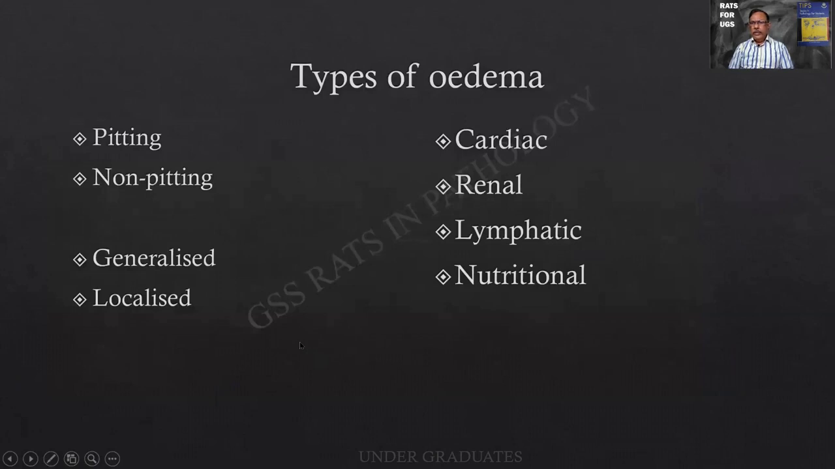Coming to the types of edema, it can be basically a pitting edema and a non-pitting edema, or it can be generalized and localized. This is one form of classifying based on the morphology and the distribution. Another way of classifying is based on the etiology. It can be divided into a cardiac edema, renal edema, lymphatic edema, and nutritional edema.